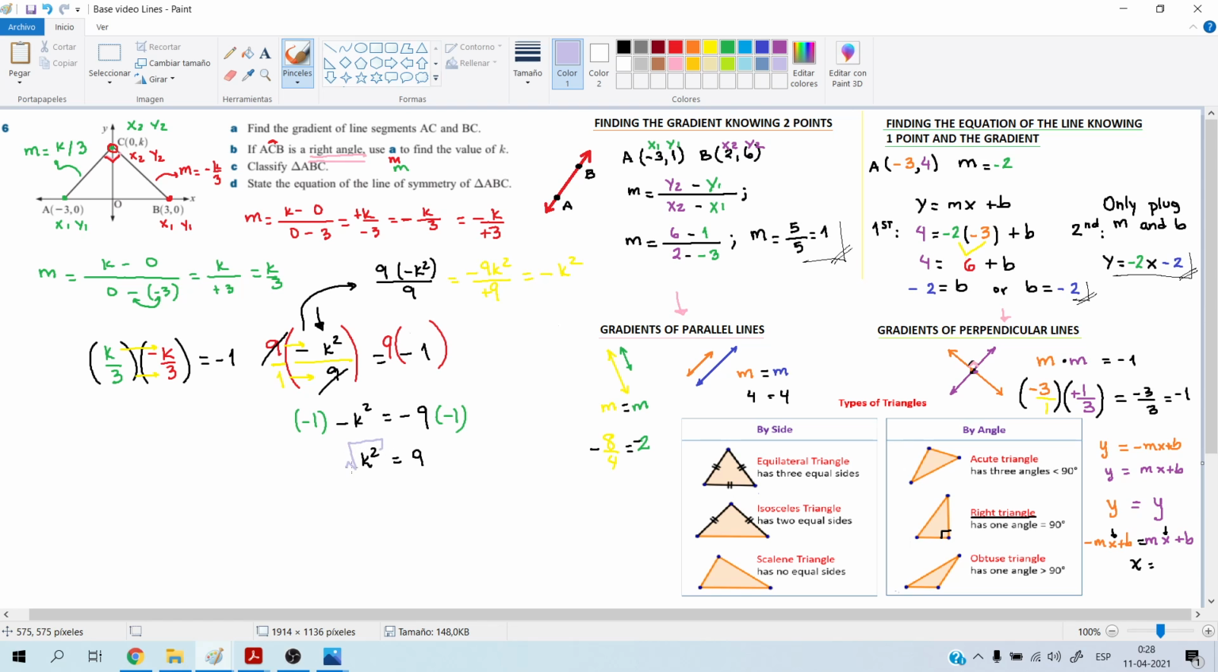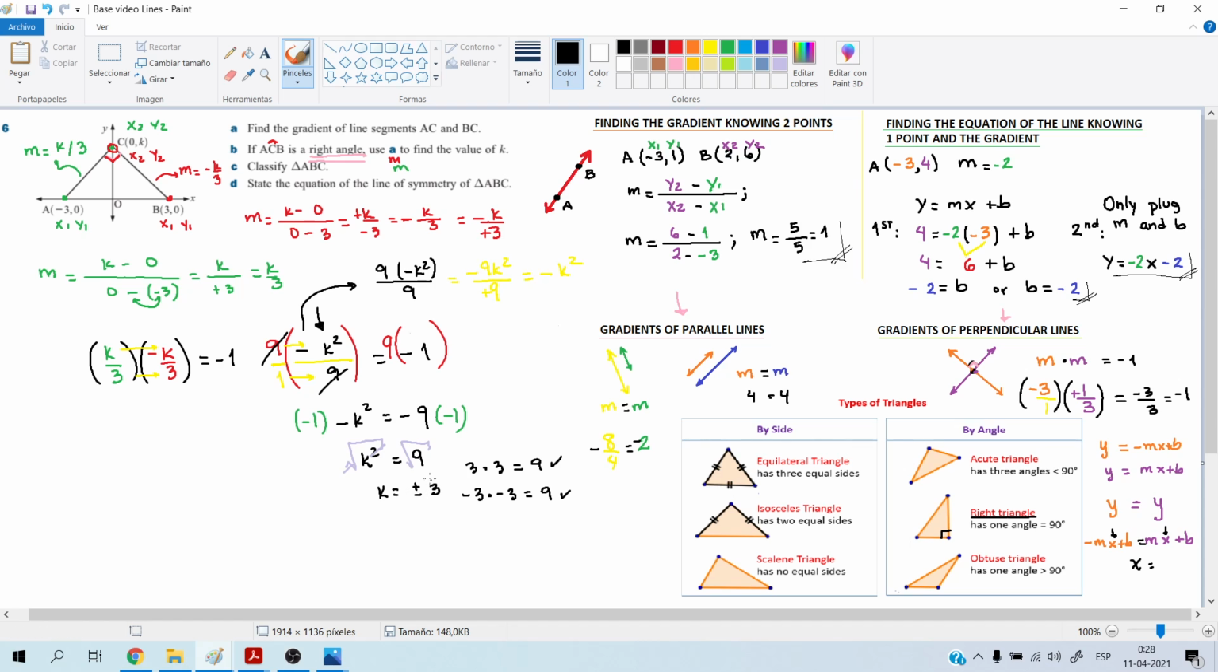And if we take the square root on one side, we take the square root on the other side. These two cancel with these two, and then we have k equals plus or minus 3, because 3 times 3 is 9. 3 times 3 is 9, but minus 3 times minus 3 is also 9. That's why we take the two signs, because either way is going to give you a positive 9.